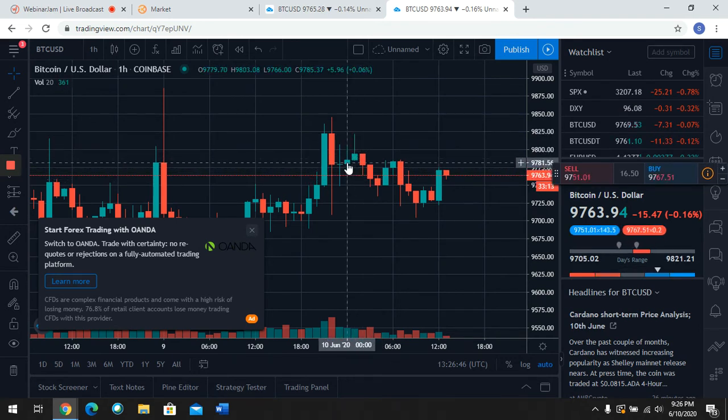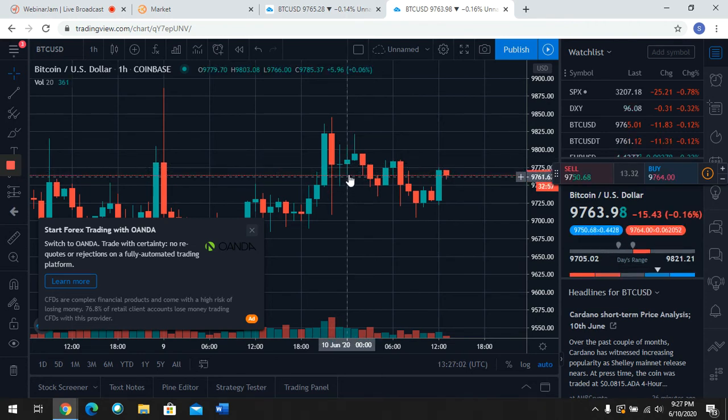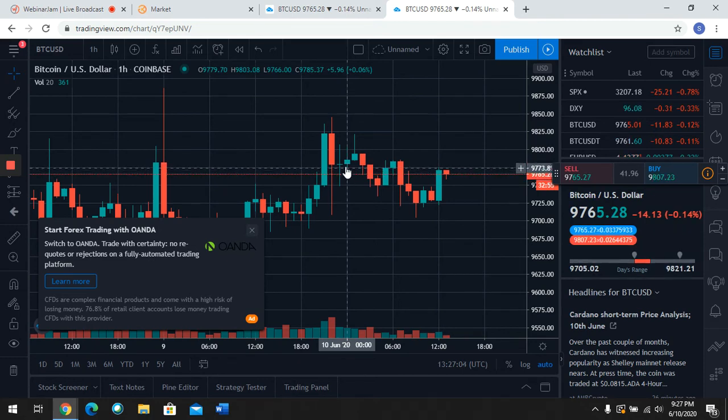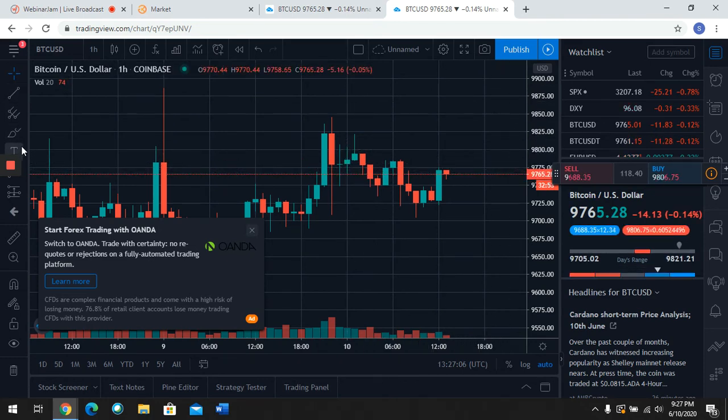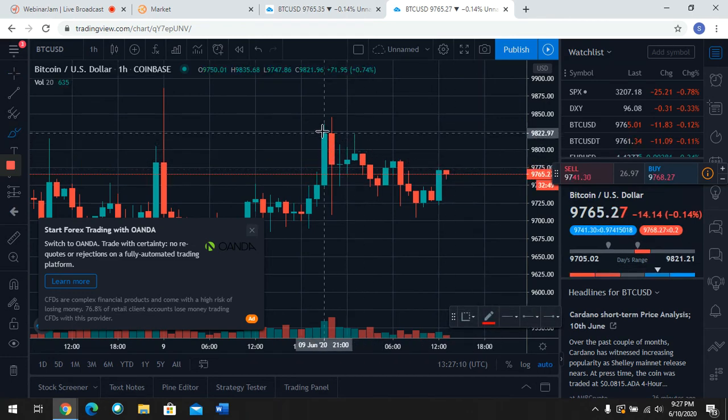Let me just move the cursor again. It basically closed at 9785, which is the upper body. The upper body was the closing. The lower body was the opening. The lower stick, the line here, was the lowest it went. Not sure if you guys can see clearly.